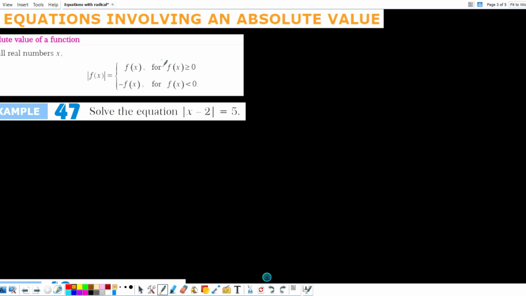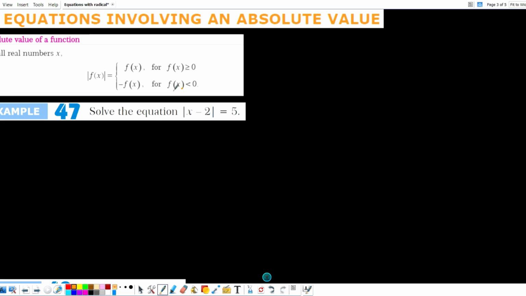Hello everyone, today we are solving equations involving an absolute value. So let's remember the definition of the absolute value of a function. If you have a function f of x in an absolute value, it will always have two cases. If the function inside of the absolute value is greater than or equal to 0, then you are taking it out from the absolute value as it is, directly without changing anything.